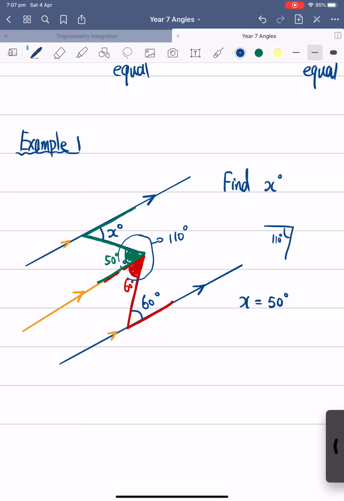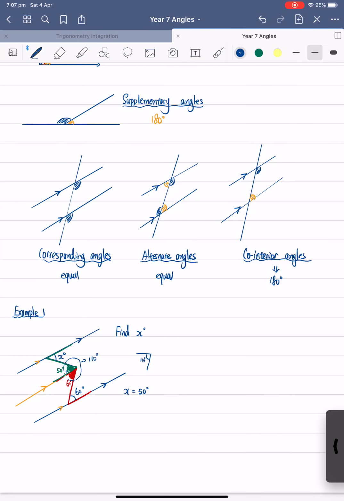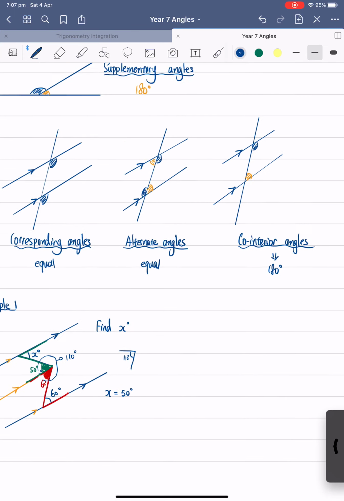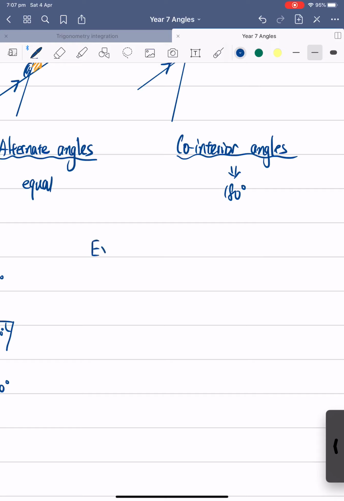All right, so let's try another one. All right, let's do example 2. Now remember, you are going to use everything that you have learned so far to solve some geometry questions. They are all geometry questions. So you're going to find a way to solve those geometry questions. I'd like to show you how to do another question.